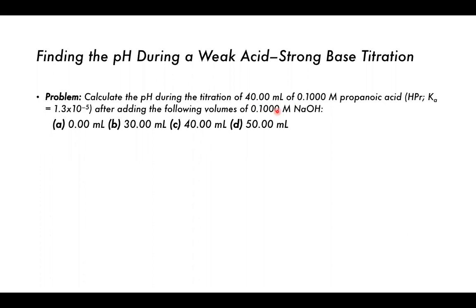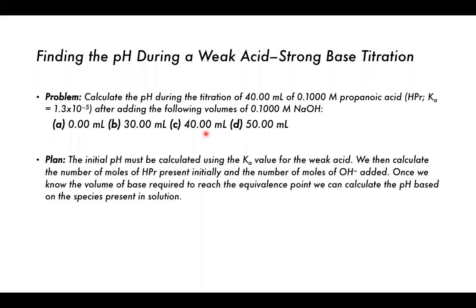So each propanoic acid produces one proton, each sodium hydroxide produces one hydroxide. The proton and the hydroxide react together to give water, and that's our neutralization reaction. And so we need to have the same number. And so that's going to happen at the same volume, which is going to be 40 milliliters in this case.